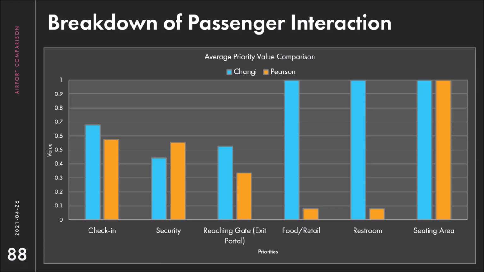But clearly this is not as big of an impact as it was for the non-processing domains of food, retail, and washrooms. As you can see, practically every passenger in Changi was able to perceive the non-processing domains, whereas in Pearson only a fraction of passengers were able to perceive the same spaces.